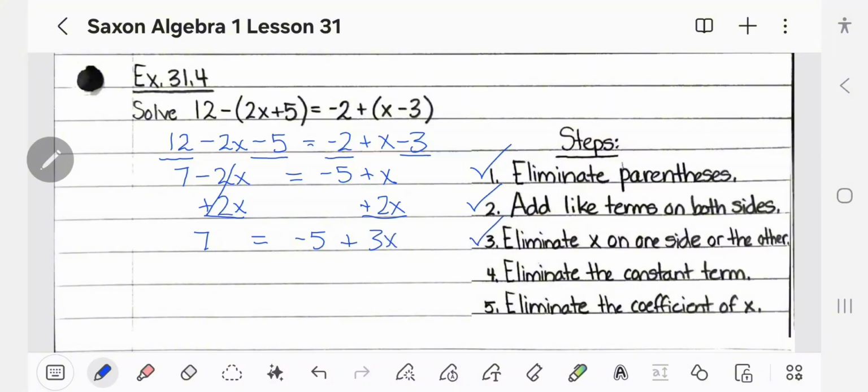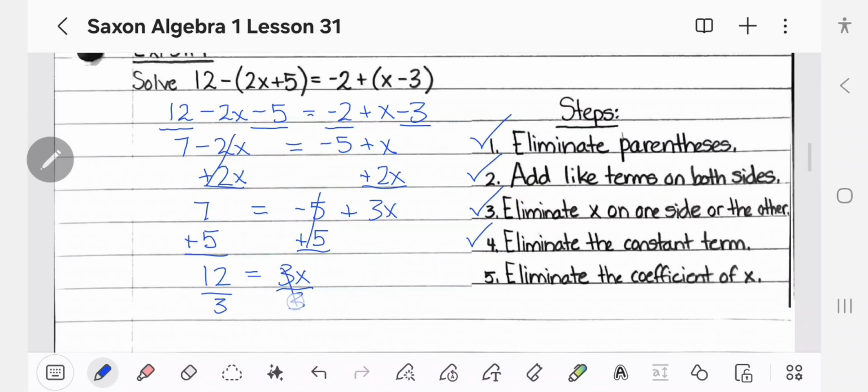Let's eliminate the constant term that's with the variable. So let's add 5 to both sides. And I get 12 is equal to 3x. Now we're going to eliminate the coefficient of the variable. They're multiplying by 3, so we're going to divide by 3. And we get 4. X is equal to 4.